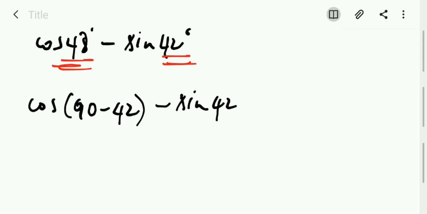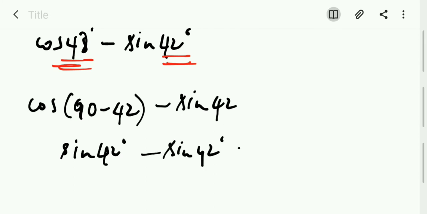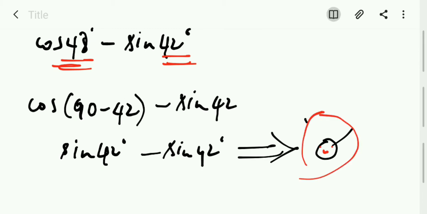Now what is cos 90 minus theta? Sine theta. So sine 42 degree minus sine 42 degree, the answer is nothing but 0. A very big 0, right? Happy face. Have we got our answer? So 0 is our answer. Isn't it that simple? Look, the problem goes very simple, guys, but we need to analyze before starting the problem.